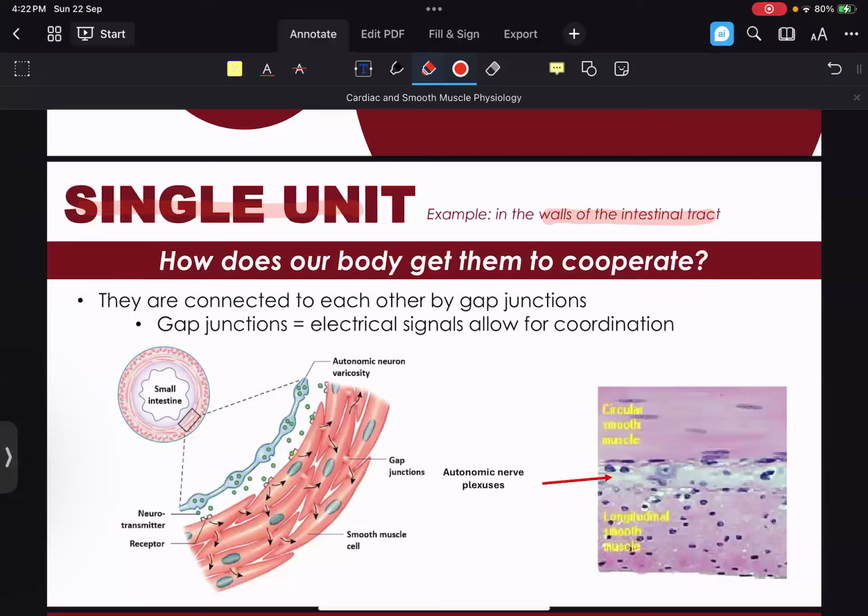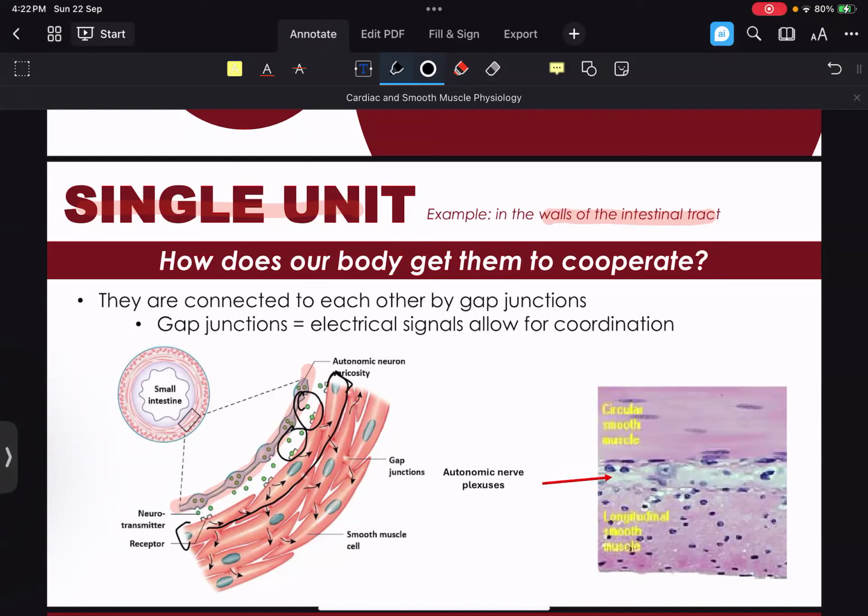The way your small intestine is arranged is that you have your autonomic neuron on the inside, and then you're going to have a bunch of layers of smooth muscle cells next to it. The autonomic neurons are going to release those neuroendocrine chemicals that we spoke about earlier, and they're going to bind to the first layer of smooth muscles, this layer. This is going to cause them to depolarize and contract.